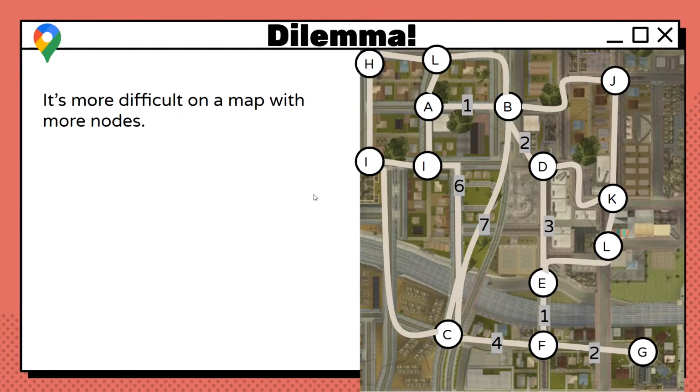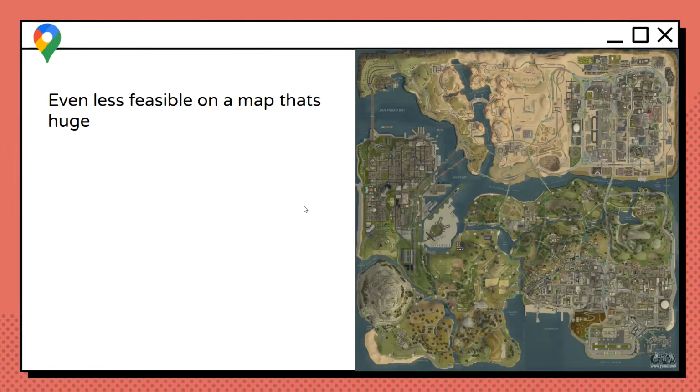It's more difficult to work out on a map with more nodes, and this is because we need to calculate the distance to each node even if we don't need to get to that node. A map of a city or between two cities can have thousands or millions of nodes. This would make it less feasible.